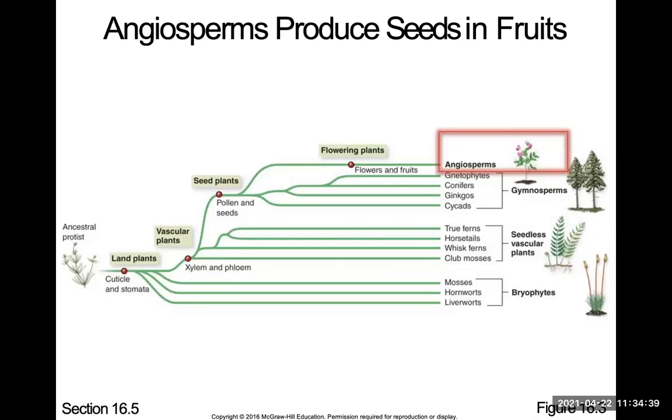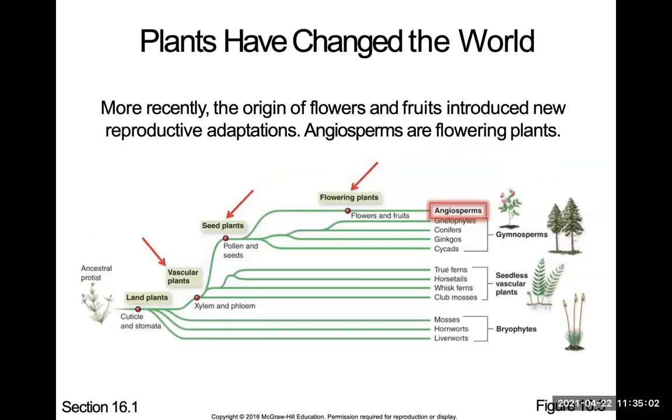Angiosperms are the flowering plants. They started making flowers and fruits. The purpose of the flower is to entice the insects for reproduction, so it can attract pollinators. It also provides protection for the sperm and the egg. So I'm going to show you a picture of the flower and how it does that.